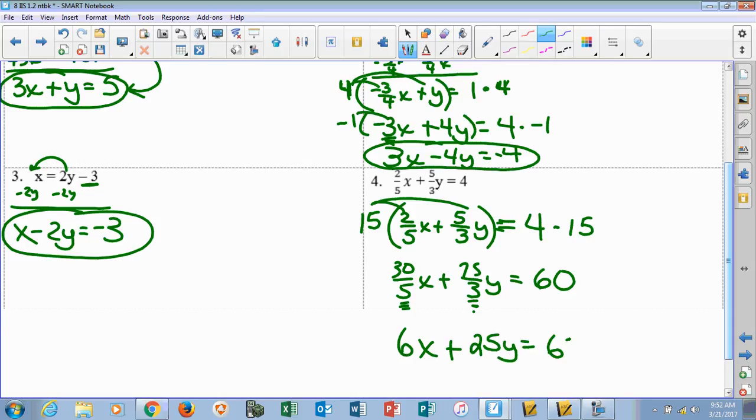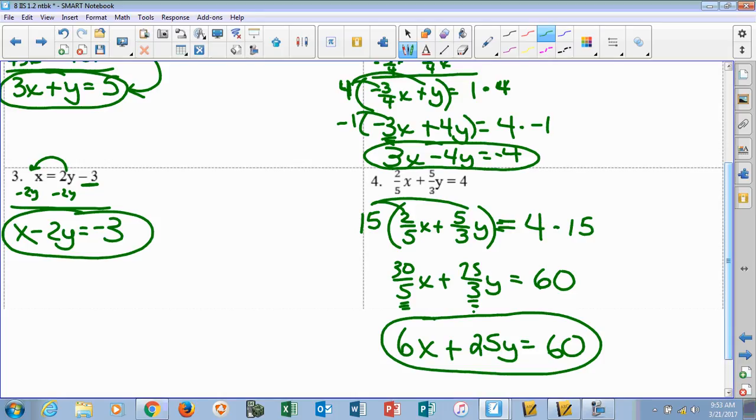And now that leaves us 60. So again, we have no fractions or decimals. There's a coefficient in front of the x, a whole number. That's 6. 6 is a whole number. Here is our standard form. All right.